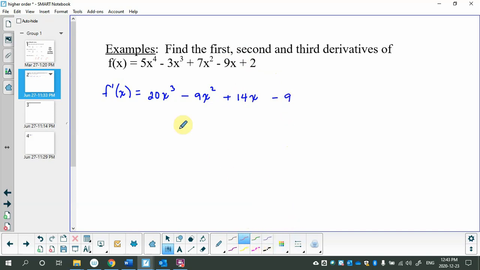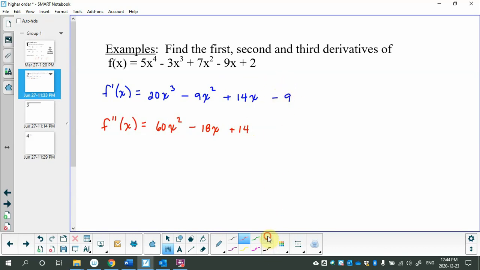Second derivative, just do it again. So f double prime: drop the 3 onto the 20, that's 60, make the exponent 1 less. Drop the 2 onto the 9, that's 18x to the 1. Drop the invisible 1 onto the 14, make it no x's, and the derivative of negative 9 is 0.